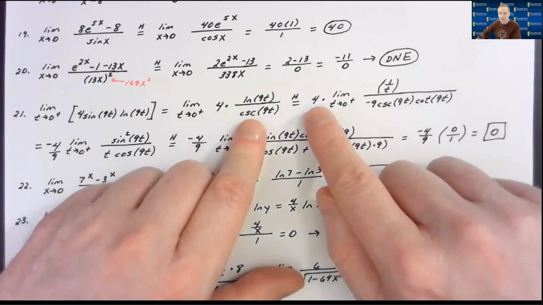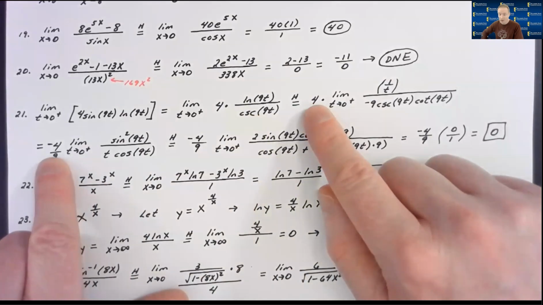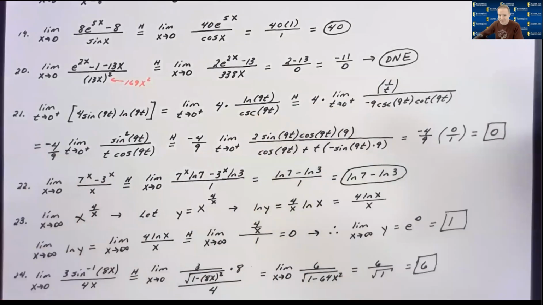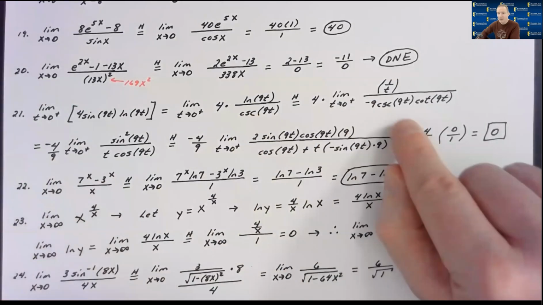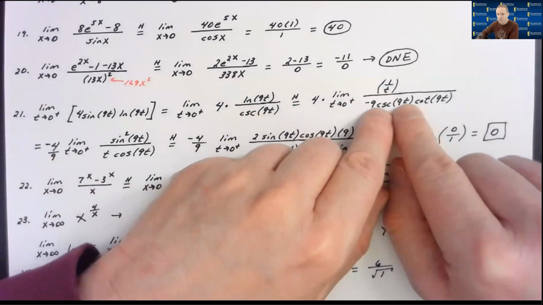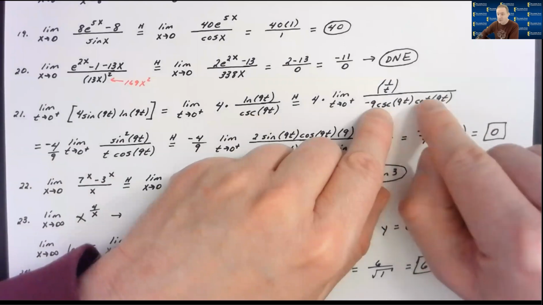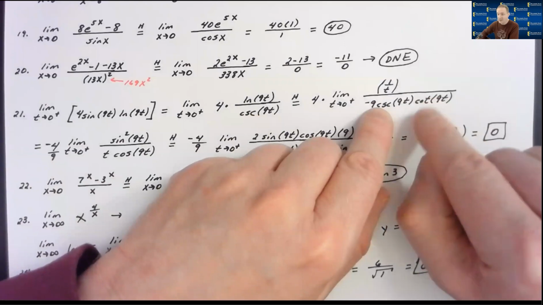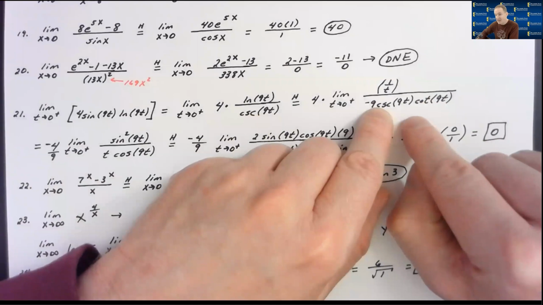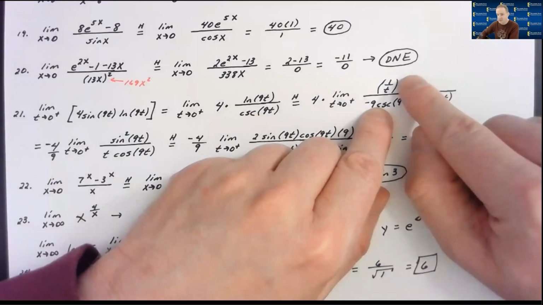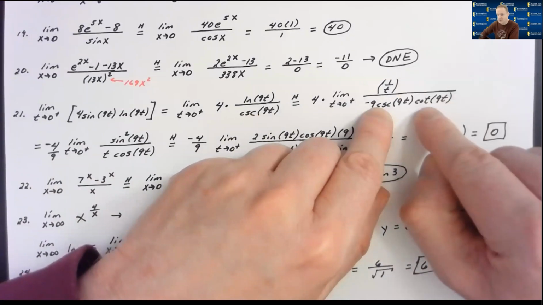So you'll notice from this step to the next, I am not using L'Hopital. I'm just trying to make sense out of what I have. I know that this term is 1 over sine, so it's like a factor of sine in your numerator. This term is cosine over sine, so it's like another factor of sine in your numerator and a factor of cosine in your denominator.